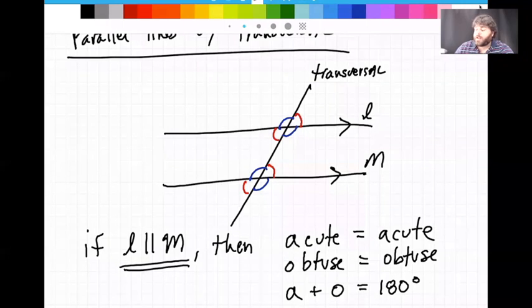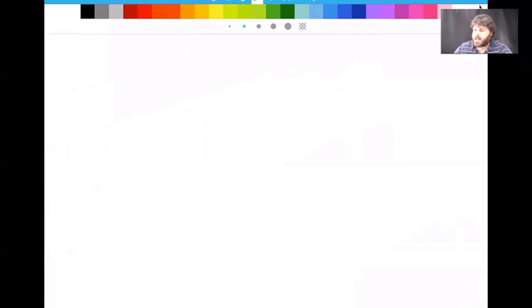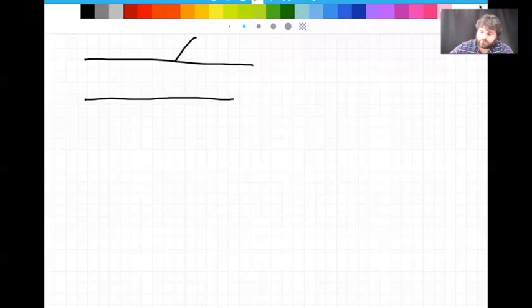Now also, if all the acute angles are equal, or if all the obtuse angles are equal, or if the obtuse and the acutes add up to 180, then you can say that the lines are parallel. So this works in both ways. They can say, all right, these lines are parallel, tell us what you know. Or they can say, hey, these things are equal, then what do you know about the lines? Well, you can say they're parallel. So we'll look at some examples of that.